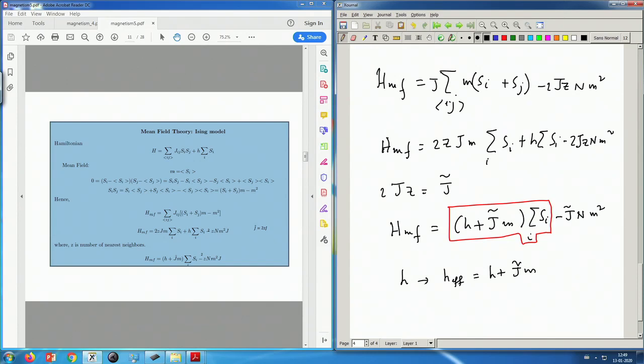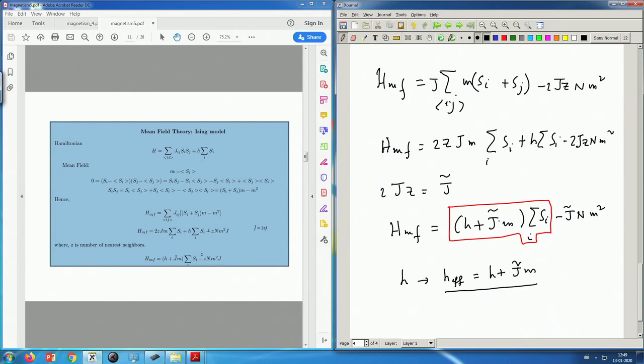So, that means that the effect of all the neighboring spins on a particular spin, say S_i, is replaced as if these other spins are giving a magnetic field. It is just adding to the external magnetic field H. So, this is why it is called a mean field. It is mean because all the neighboring spins are giving the same field, m times J tilde. So, that is why it is called the mean field.